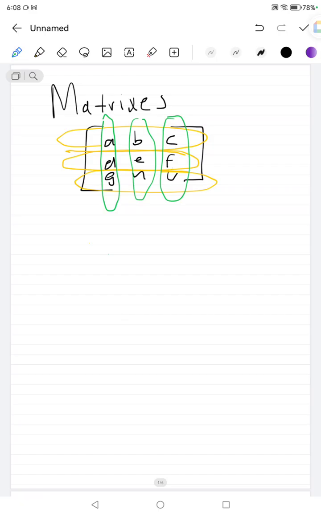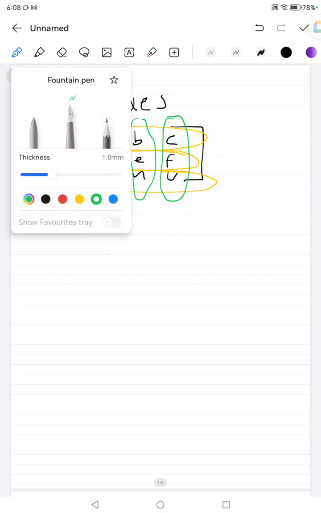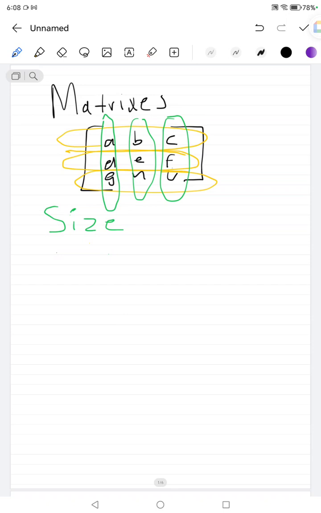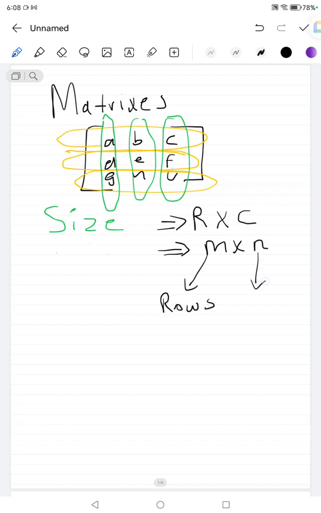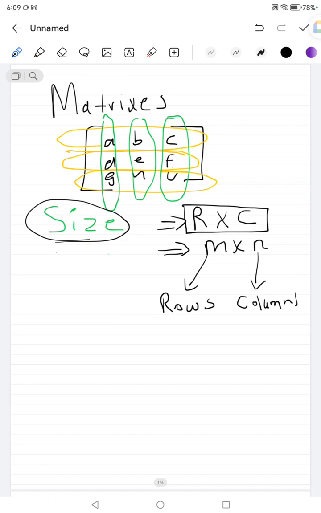And we also have to note their size. If we have one that looks like this, remember how we read it. We read them as rows by columns, but you will see in your textbook they just call it m times n. So this one will be the rows, then this one will be the columns. So when they want your size, they're just referring to the rows by the columns.